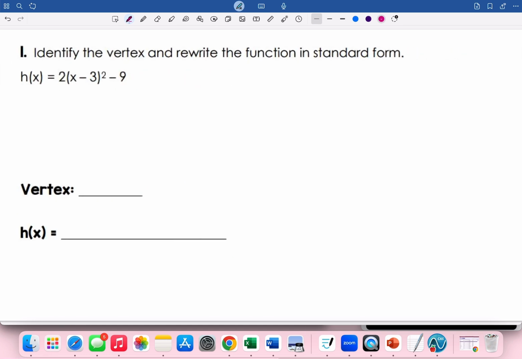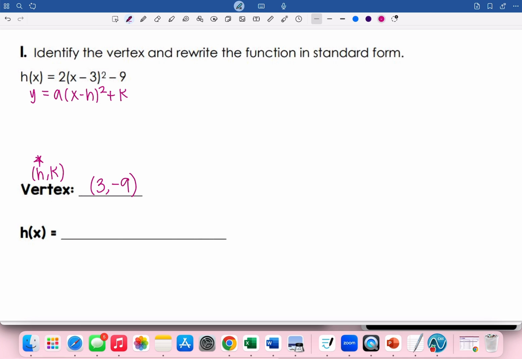Number 1 wants us to identify the vertex and rewrite the function in standard form. So guys, again, this is in the form of y equals a times x minus h squared plus k. Now, remember that your vertex is in the form of (h, k). Again, h is always opposite. So when I come over to h, I see that I am subtracting 3. So you want to think the opposite. The actual value of h is a positive 3. And there are no tricks with k. k is just negative 9.